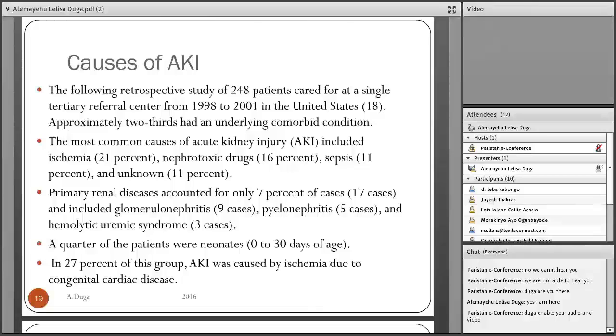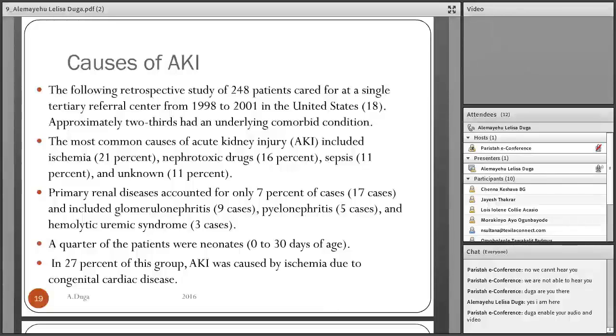So what are the causes of acute kidney injury? The most common causes of acute kidney injury include ischemia, that is due to shortage of oxygen transportation towards the kidney and its tubules. Nephrotoxic drugs will be the second most common cause causing AKI. Sepsis, that is infection, and unknown. So the most common causes are ischemia, nephrotoxic drugs, and sepsis or infection.